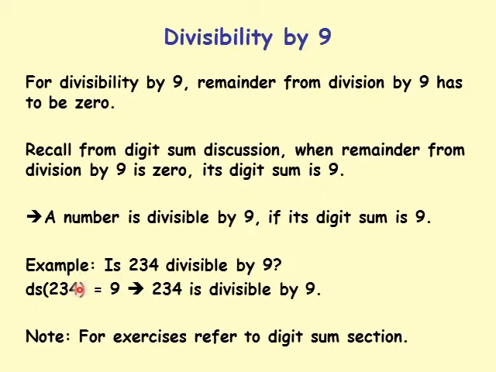The digit sum of 234 is 9. Okay. And we say that if the remainder is 0, the digit sum is 9. So the digit sum I get is 9, so it's divisible by 9. That means 234 is divisible by 9. Let's continue. For exercises, refer to the digit sum section. I gave a link already in the previous pages.